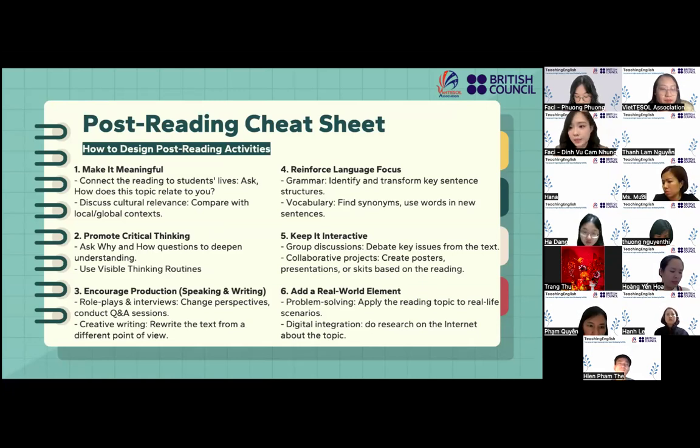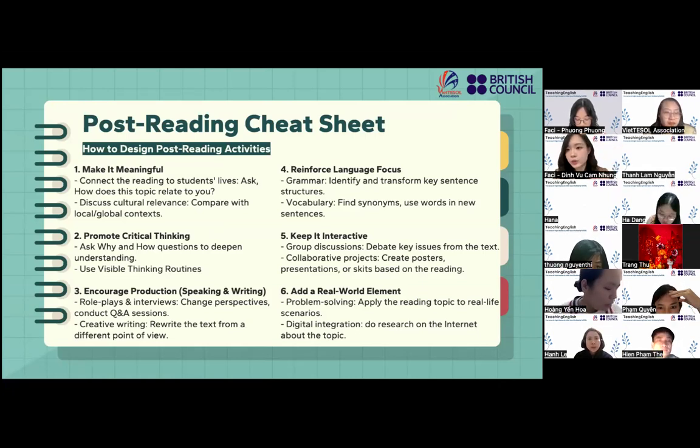Okay, so this is a cheat sheet for me. So ask yourself, which aspect of the post-reading activities do you want to focus on? And pick and choose from the recommended activities, okay? I'm not going to read the whole slide, but maybe you can take a screenshot, or you can just read the slide later. Okay, so these are the post-reading activities.